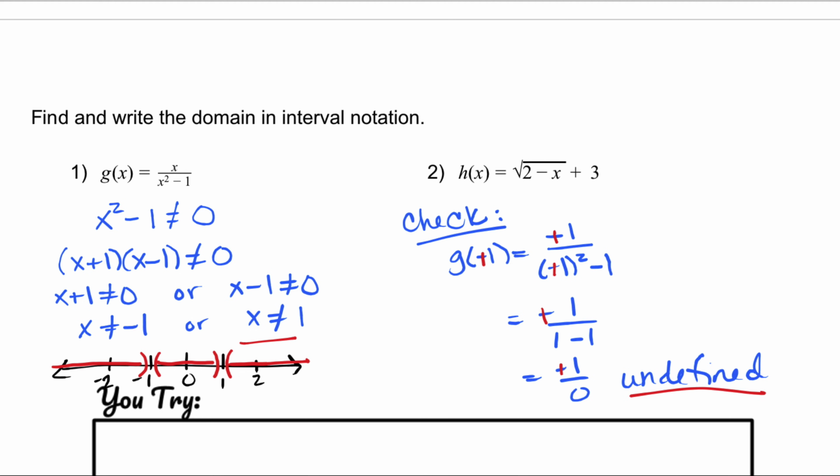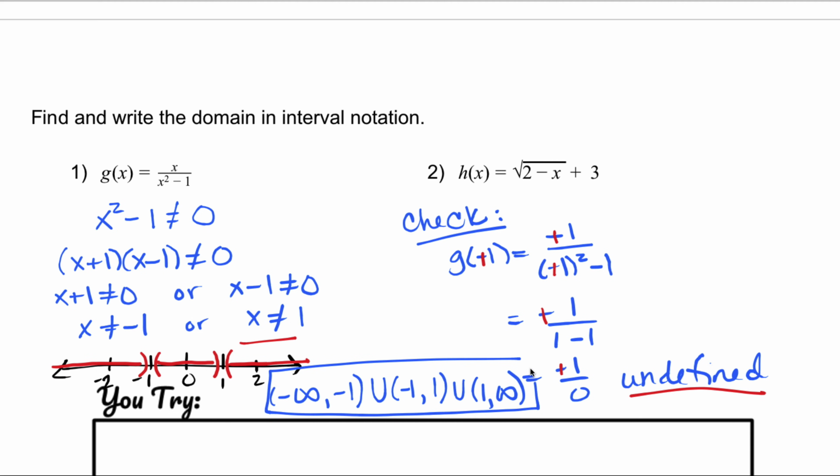So how do we write that in interval notation? I start from the left side. If I start from the left side, we start at negative infinity. We are valid up to negative 1, but not including it, so we use a parenthesis, union for our second interval, negative 1 up to positive 1, union positive 1 to infinity. So this is our domain in interval notation for that first problem.